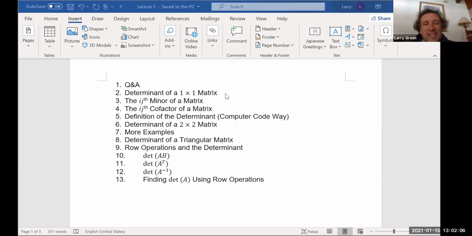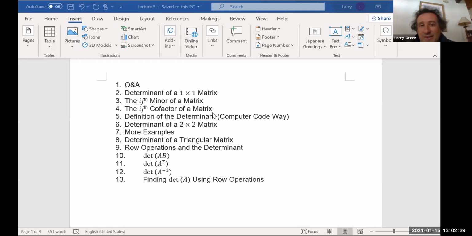So we'll start out with the easiest possible determinant there is, and that is the determinant of a 1-by-1 matrix. So hopefully you'll all smile because it's that easy. Then what we'll do is we'll define what it means to be the ijth minor of a matrix. And then after that, we'll talk about what it means to be the ijth cofactor of a matrix. And then once we have these minors and cofactors, we'll be ready to define the determinant.